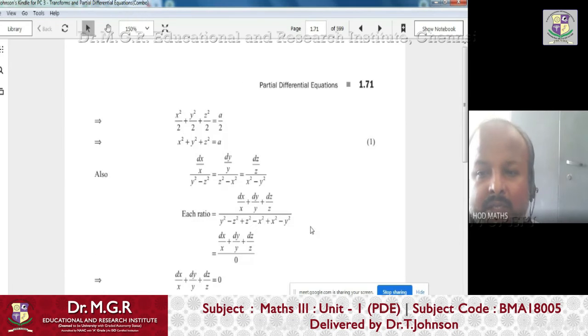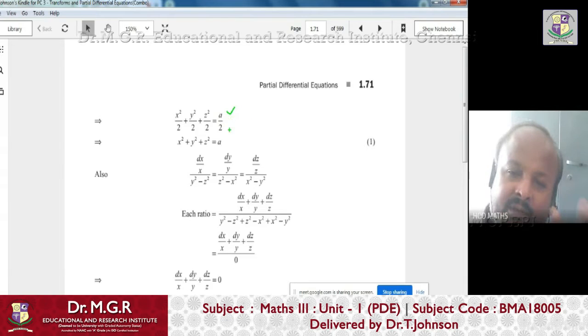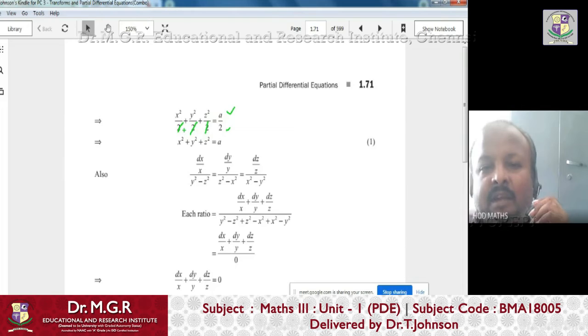That only you are getting in the next page. On the right hand side, you may ask, sir, only a will come, because integral of 0 means integral of a constant. Integral of 0 means you have to put an arbitrary constant. Then why are you putting a by 2? Remember, if a is an arbitrary constant, a by 2 is also an arbitrary constant. That is put in order to remove this 2, because 2 is coming in the left hand side in all the terms.